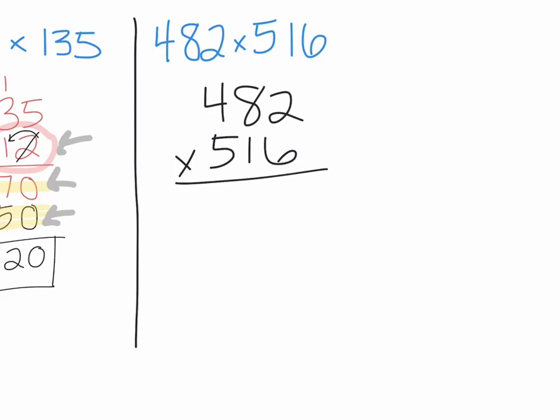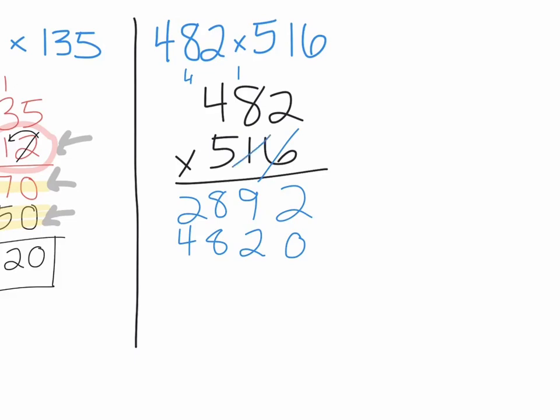So if I'm solving this problem, I would start off with multiplying the 6 times all the numbers. So 6 times 2 is 12, carry the 1. 6 times 8 is 48, plus 1 is 49, carry the 4. 6 times 4 is 24, plus 4 is 28. All right, so I'm done with the 6. Now I'm moving over a place value, which means I start with a placeholder, starting with that 0. 1 times 2 is 2, 1 times 8 is 8, 1 times 4 is 4.